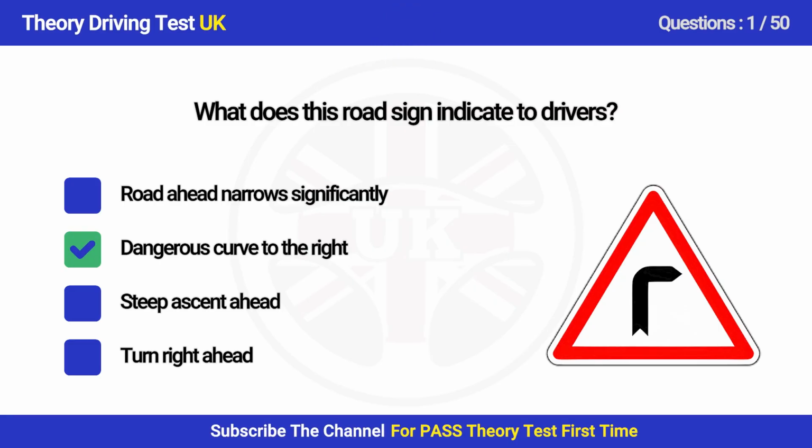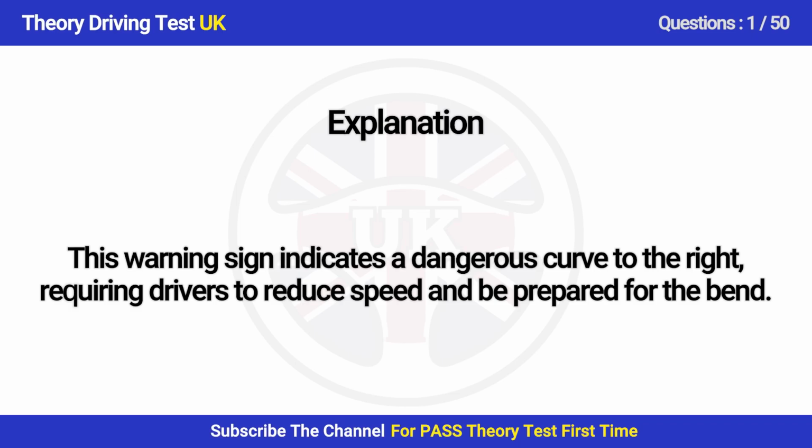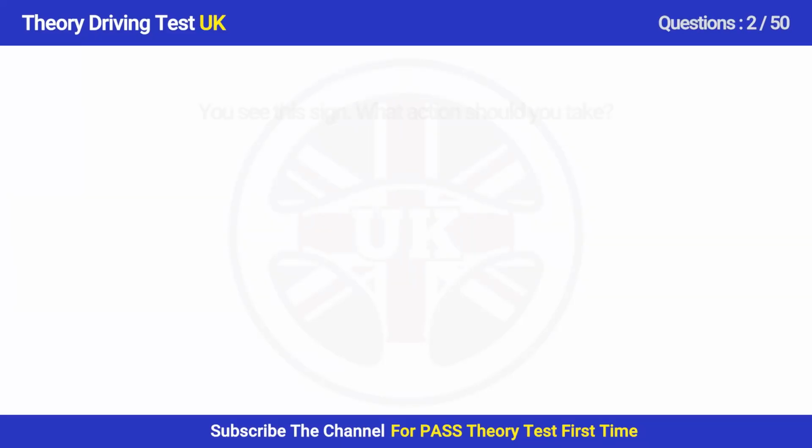Answer is B. Dangerous curve to the right. This warning sign indicates a dangerous curve to the right, requiring drivers to reduce speed and be prepared for the bend.